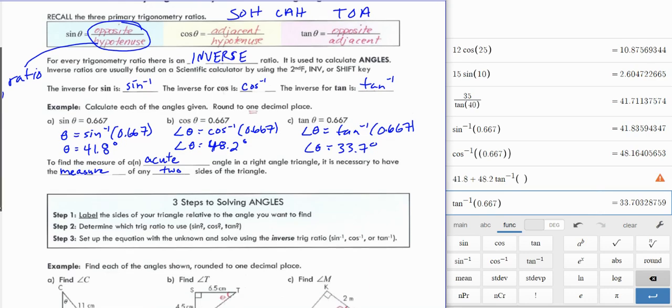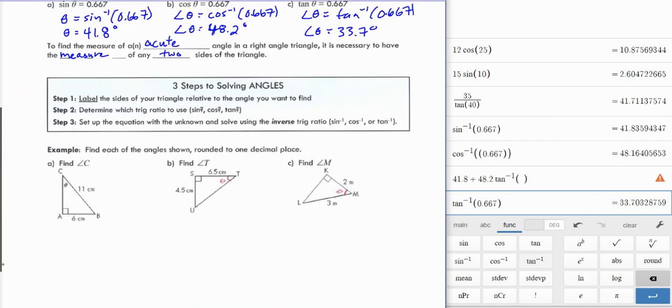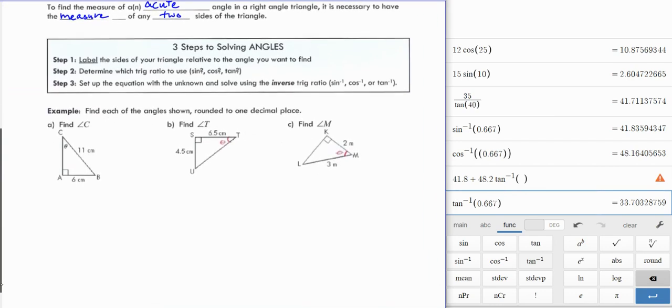Here are the steps to solving angles using your trigonometric ratios. First, label the sides of your triangle relative to the angle you want to find. Determine which trig ratio to use. Set up the equation with the unknown and solve using the inverse trig ratio.